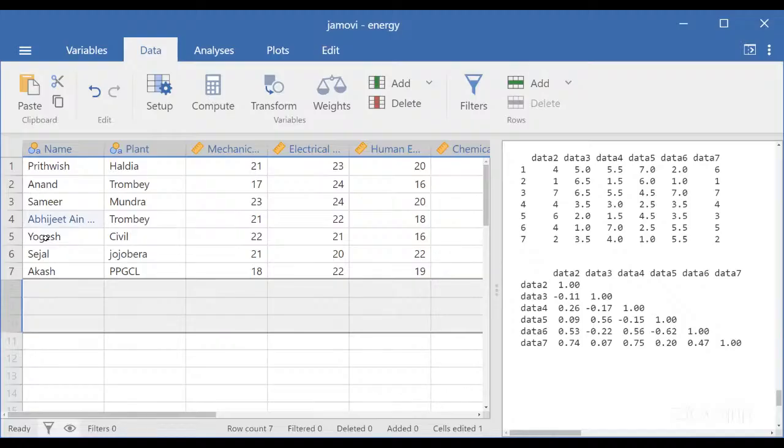Okay, so this is the data. 2 3 4 5 6 7. सर 4th का तो आपने बताया नहीं, अभिजीत सर का. 0.26. So this is the 0.56 and 0.75. So Abhijit sir is highly correlated with data 6 and data 7. Sejal ma'am and Akash.